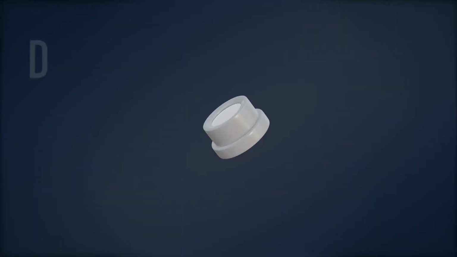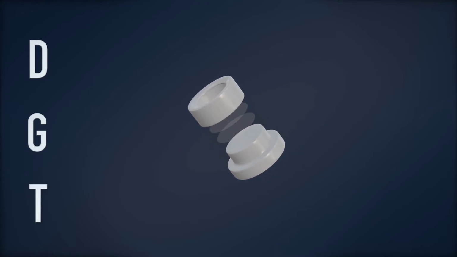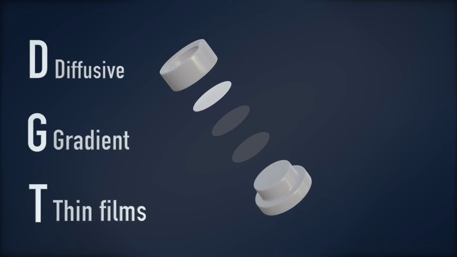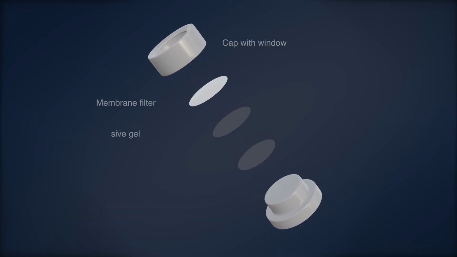But what is DGT? DGT stands for diffusive gradient in thin films. A DGT is a passive sampler that is deployed directly in waters for about 5 days, allowing the labile metals to accumulate onto the Chelex 100 gel layer of the device during the entire deployment period.